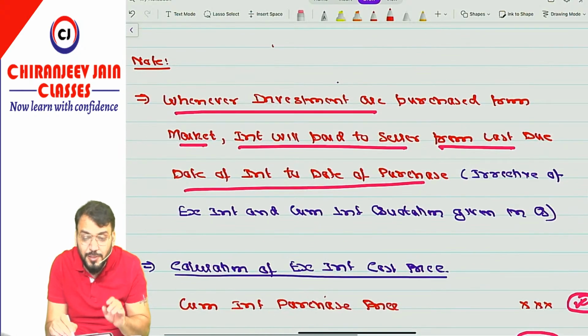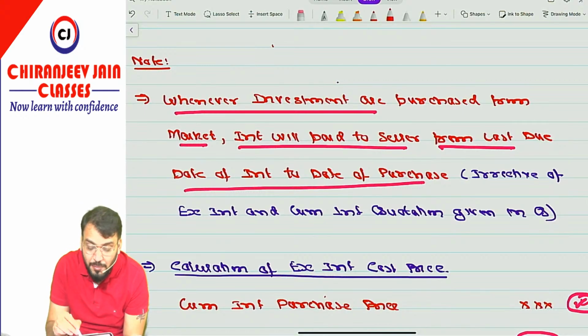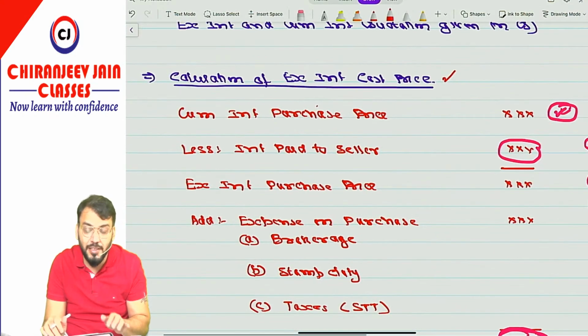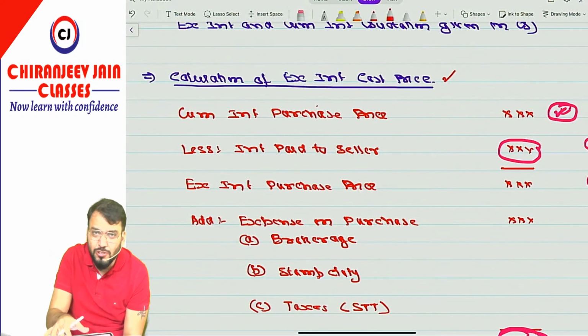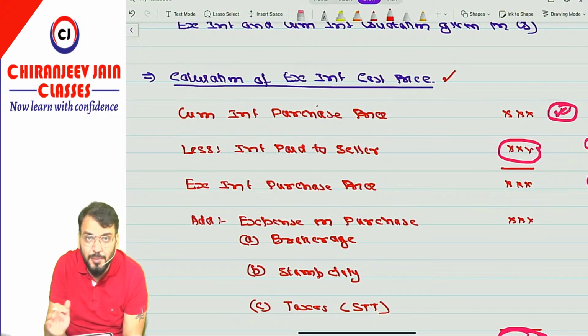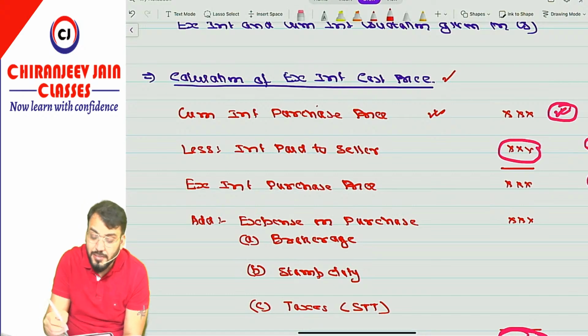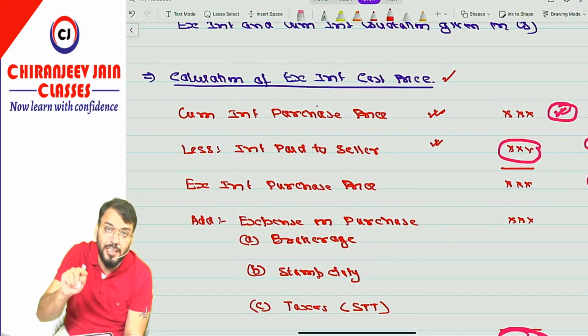So whenever investments are purchased from the stock market, interest will be paid to the seller from the last due date of interest to the date of purchase. Now how to calculate that ex-interest cost price? Always use this format in exam, whether the quotation is given ex-interest or cum-interest. We start with the cum-interest purchase price. Then we deduct interest paid to the seller from the last due date of interest to the date of purchase.